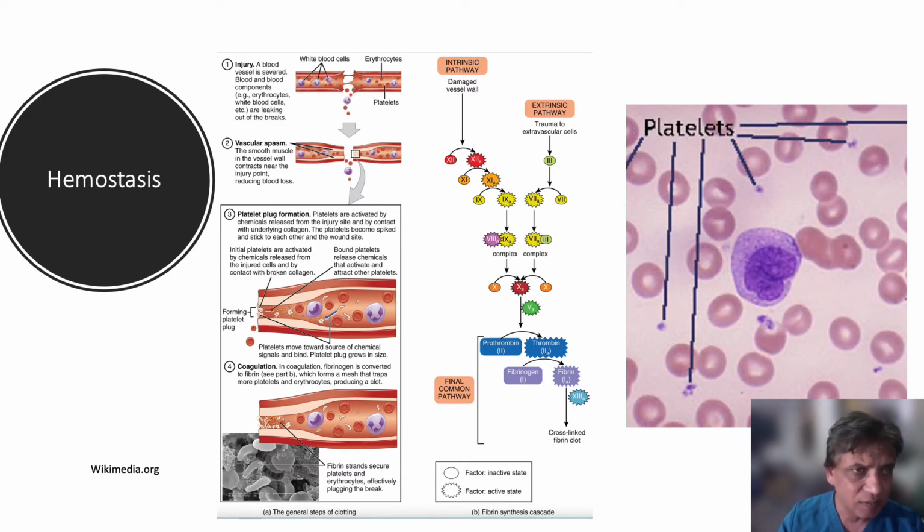Now, if that wasn't enough, there are two other pathways called the intrinsic pathway and the extrinsic pathway. The effect of both of these pathways is to generate fibrin, which is formed from fibrinogen. Fibrin forms a mesh, and this mesh plugs the defect in the injured blood vessel. So you have vasospasm, you have platelet plug, and the fibrin plug, and they all interact to control bleeding.